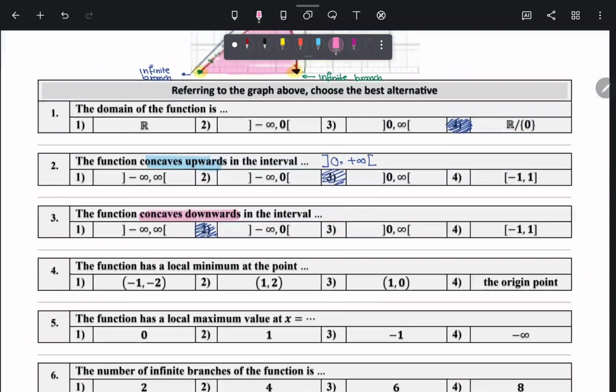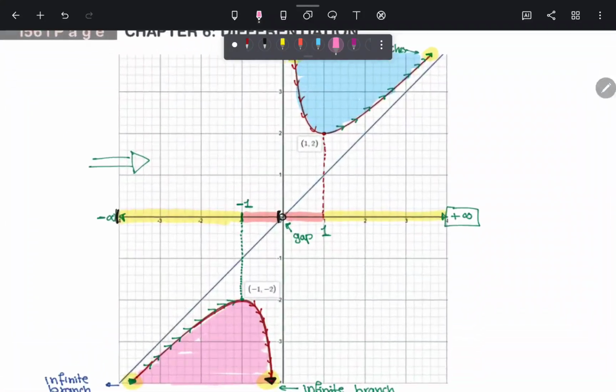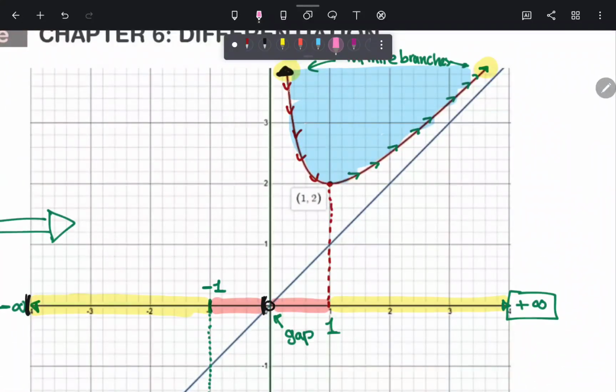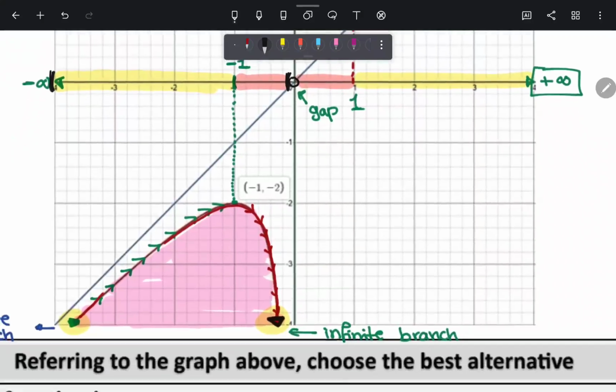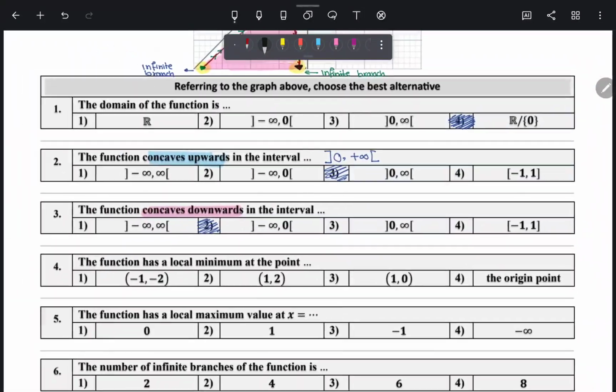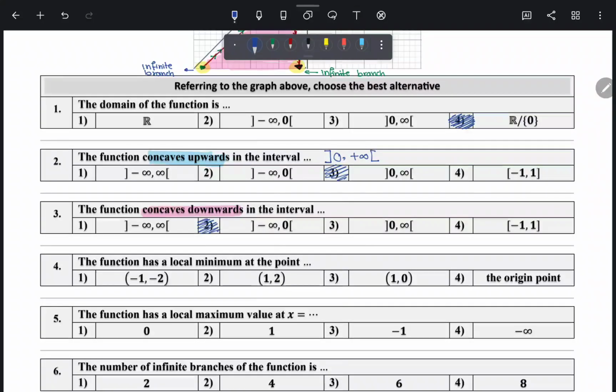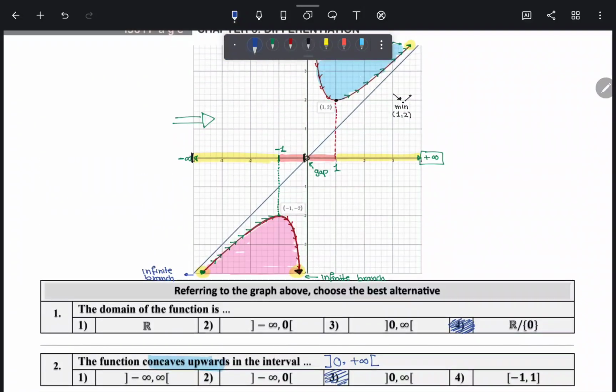Then the function has a local minimum. Where is the minimum? Look, the function goes down until this point and then after this point it goes up. Remember, when the arrow looks like this and the point is at the bottom, this means that we have a minimum. When the function decreases, reaches a certain place and then increases, the minimum is at 1 and 2. He says he wants the point, so the point is (1, 2).